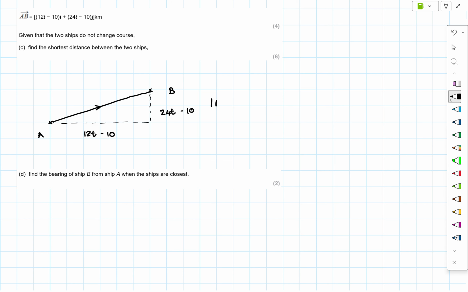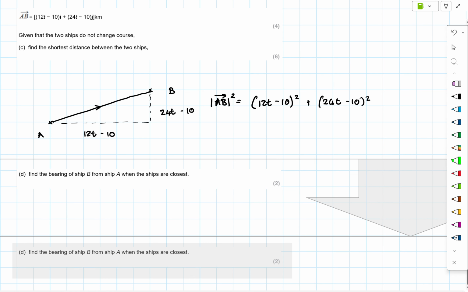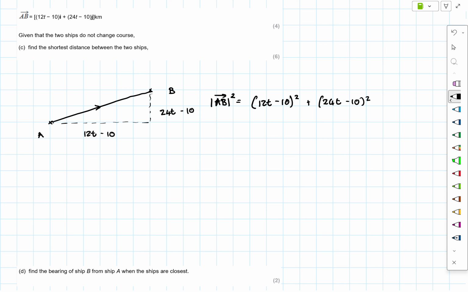So the distance of A to B is equal to the square root, but I don't want to do the square root, so I'm just going to write the distance squared of 12t minus 10 squared plus 24t minus 10 squared. Now, I recommend writing squared here so you don't have to write a square root every time, but let's not forget that this is the distance squared. That will become important later. So, the shortest distance between the two ships. Well, I found an expression for the distance.